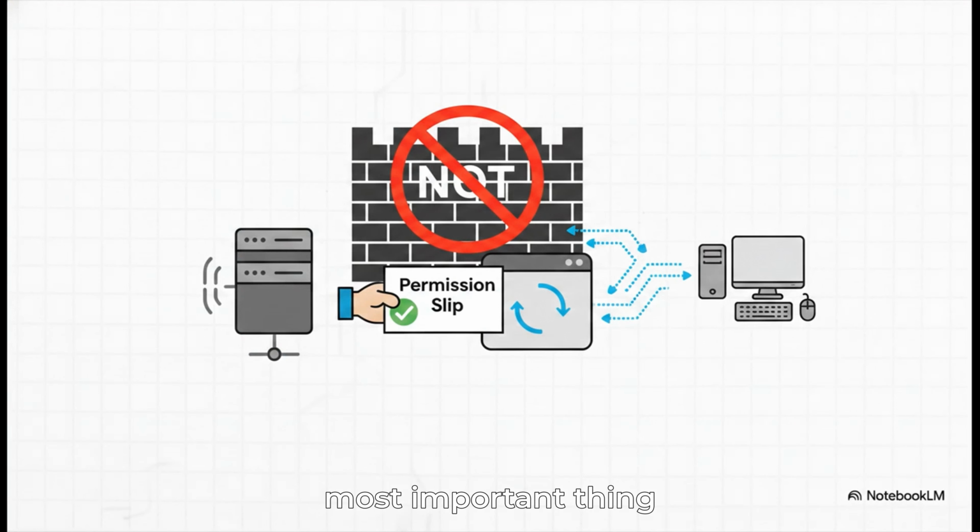This is probably the most important thing to get about CORS. It is not an error. It's not a firewall on your server. Just think of it like a permission slip. It's a special set of HTTP headers that the server sends to the browser. It's the server telling the browser, hey, browser, it's cool. I give that other website permission to read my data. The server grants the permission, the browser enforces it.